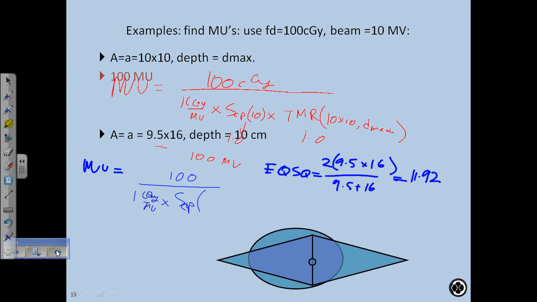All right, so then are we using SFCP, or SFC and SFP? SCP equals SC, because they're equal to each other. And this is 11.92. Does that make sense? What else do I need in there? TMR, right? TMR of what? The same field size and depth 10 cm. Can somebody look that up? You can use 12 for 11.92, but it won't make that much of a difference.